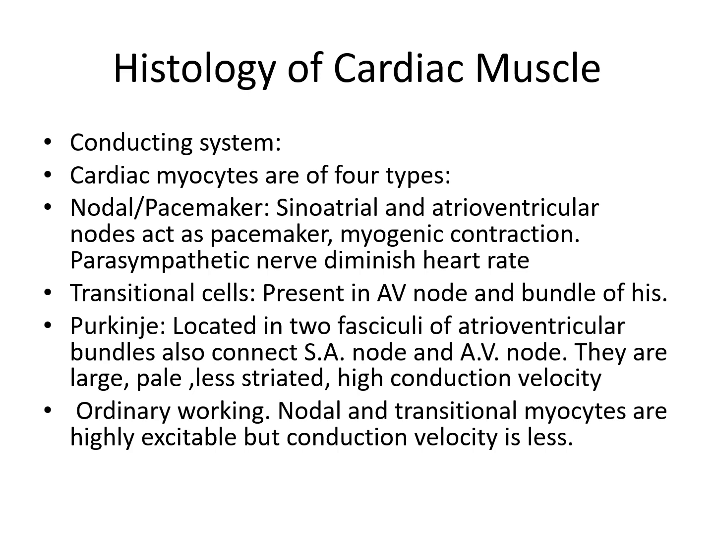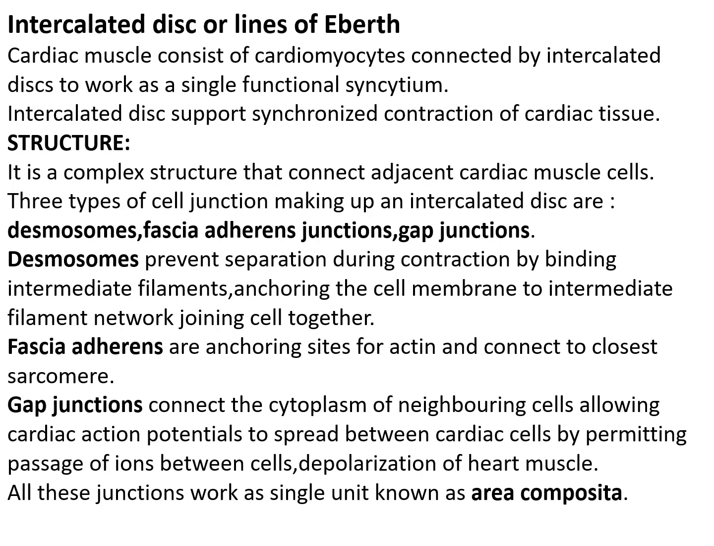in these cells. Intercalated disc is also known as line of Ebert. Normally a cardiac muscle is formed by muscle cells known as cardiomyocytes. These cardiomyocytes are connected with each other by a junctional complex known as intercalated disc. Intercalated disc helps the cardiomyocytes to function as a single unit, a single functional syncytium. It also helps in synchronized contraction of cardiac tissue.